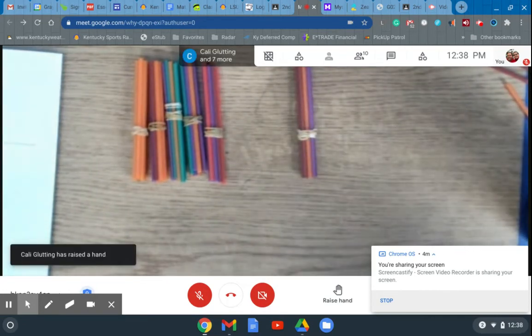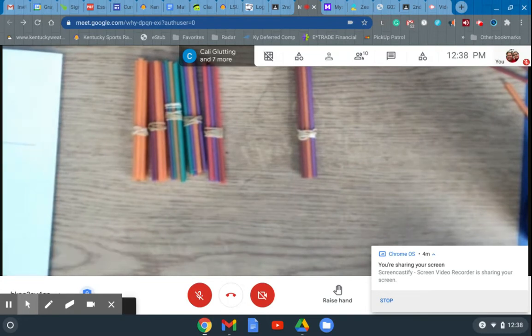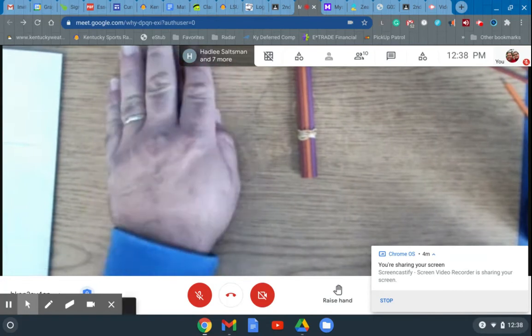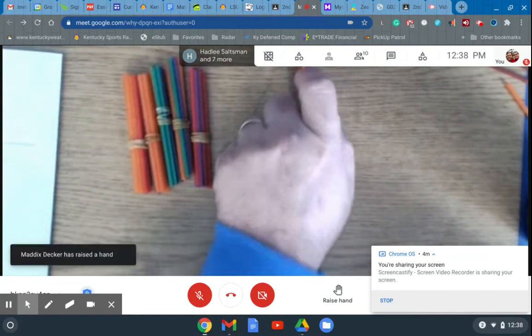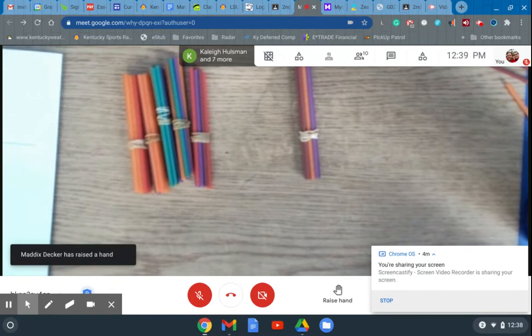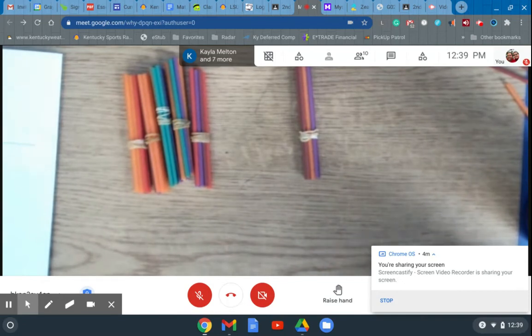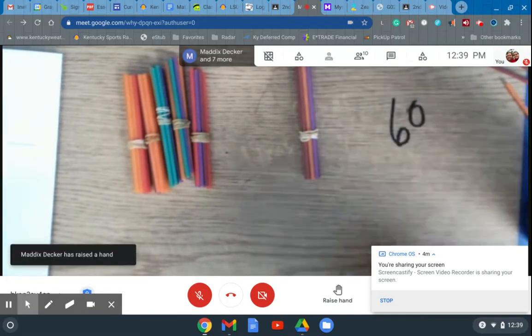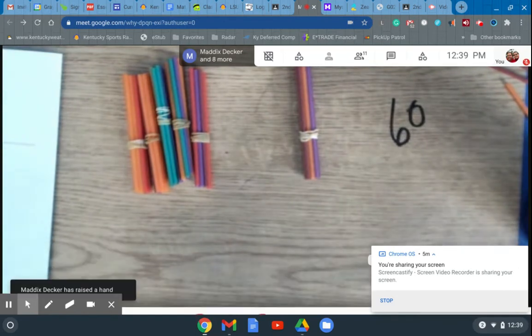So let's go to Gracie. Let's see if I can see Gracie, because all I can see is a picture of a cat for Gracie. Gracie, unmute and tell me, if I've got 50 and I add 10 more, how much would I have? 60. I'd have 60. So she's saying that the total is 60. Oh, look at that, I can see Gracie now.